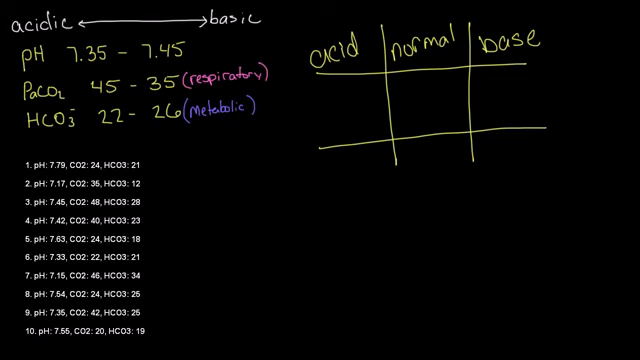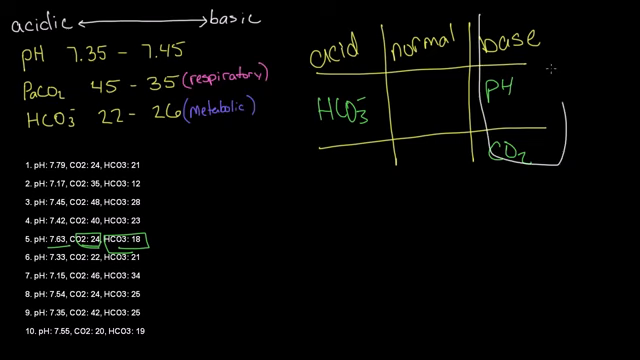Number 5. pH is 7.63. It's basic. Our CO2 is 24, which is also basic. And our bicarbonate is acidic, so it goes over here in the acidic column. Okay, so let's go ahead and do our diagnosis now.